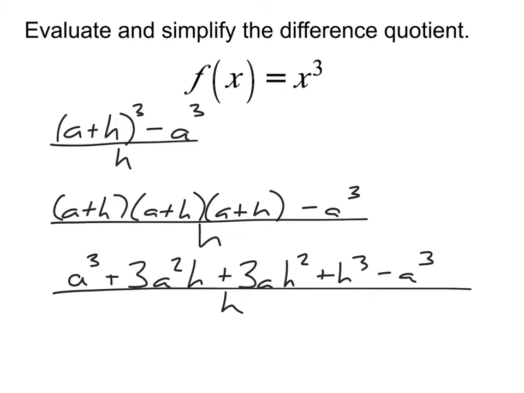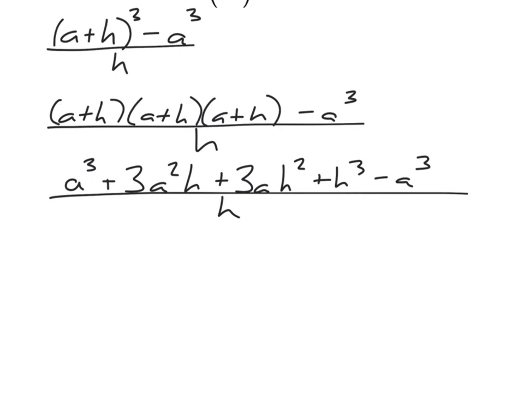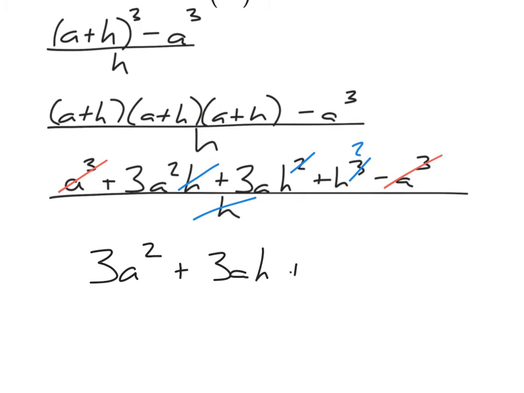So now that we're at this point, we look for anything we can simplify, and you notice that we do have an a cubed minus an a cubed, and that h that's on the bottom. Now that we canceled out those a cubes, this h can cancel out one of the h's in every single one of the terms that's on the top. And so we are then left with 3a squared plus 3ah plus h squared, and that is our difference quotient for f of x equals x cubed.